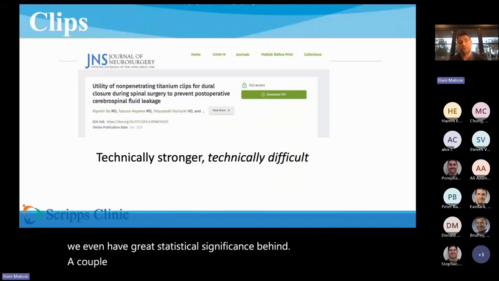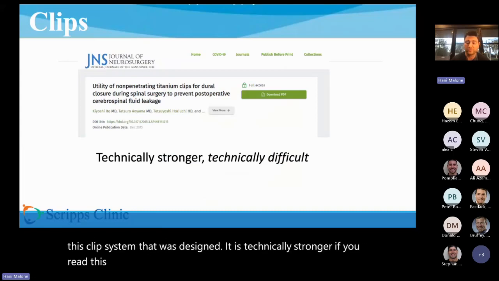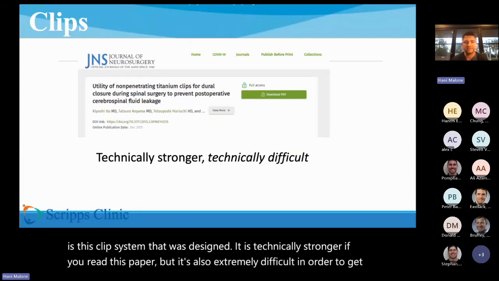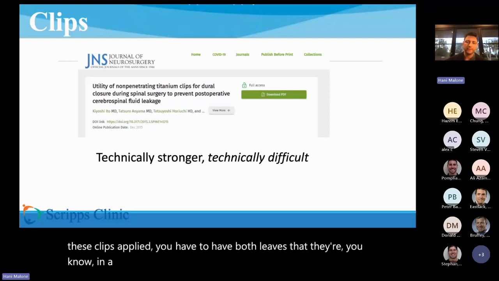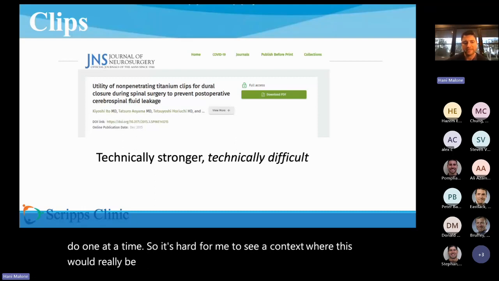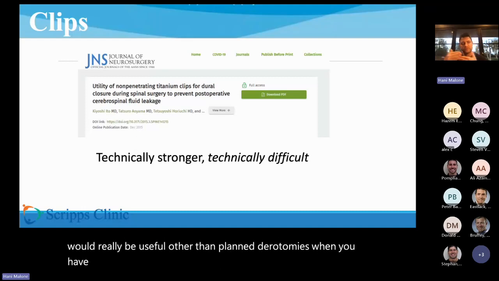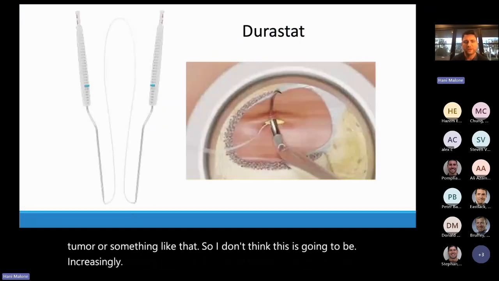Couple other, I think, less frequent ways to close the dura. There is this clip system that was designed. It is technically stronger if you read this paper, but it's also extremely difficult. In order to get these clips applied, you have to have both leaves of the dura in apposition enough to place the clip. And if you're throwing a suture, obviously you don't have to have that. You can do one at a time. So it's hard for me to see a context where this would really be useful other than planned durotomies, when you have the two leaves of the dura just lined up for like a tumor or something like that. So I don't think this is going to be increasingly prevalent in clinical use.